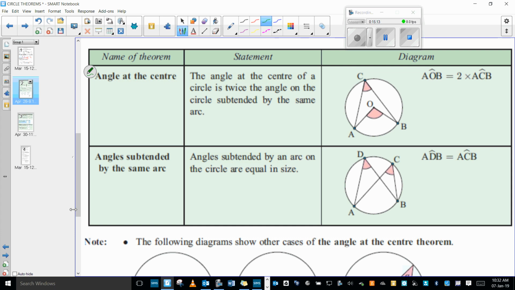So here is a circle. Here is my centre of the circle because it's labelled O. If I had any two points, so for example in this situation I call them A and B. If I were to draw lines to the centre, and from those same two points, lines to somewhere else on the circumference, then this angle here at the centre is twice this angle here.